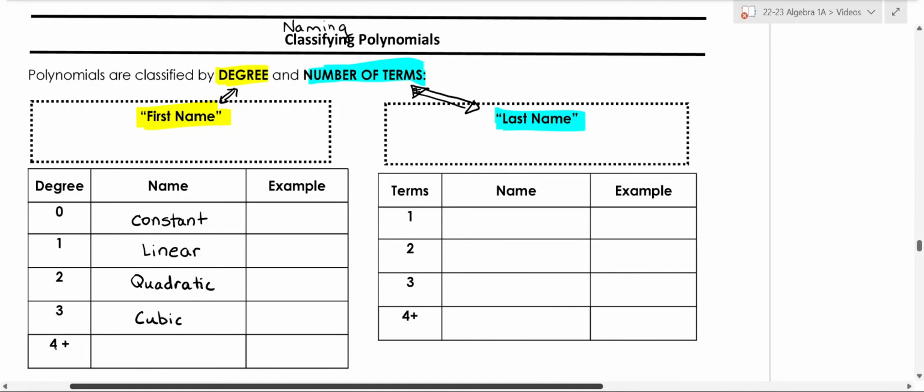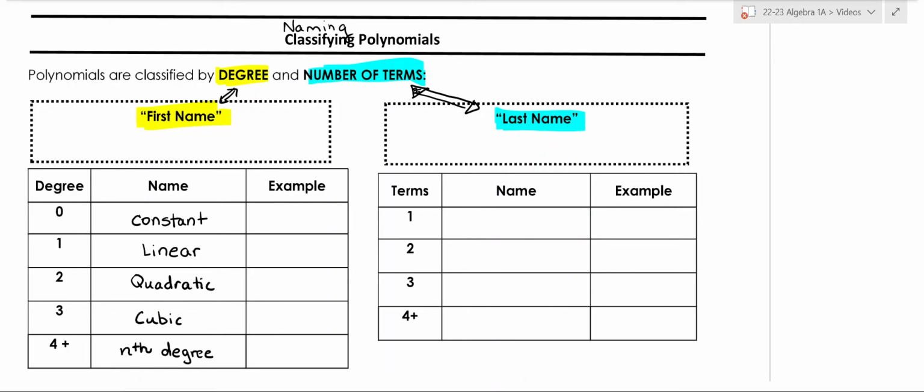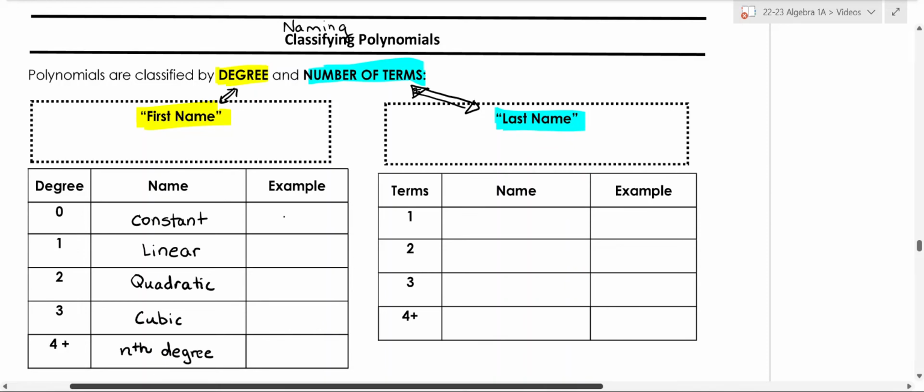And if your degree is 4 or higher, then we can't remember. That's too many friends. So we're just going to call you the nth degree polynomial. So if you're the 4th degree, then you're, hey, 4th degree. If your degree is 7, then hey, 7th degree, how are you? Clear? Got it. Examples.